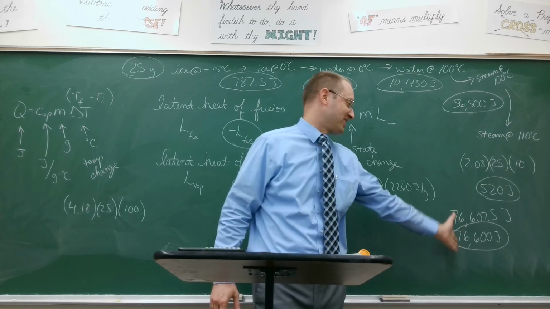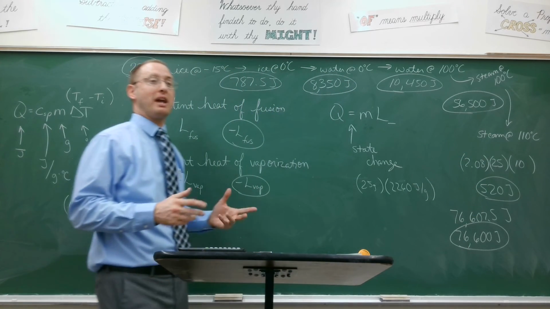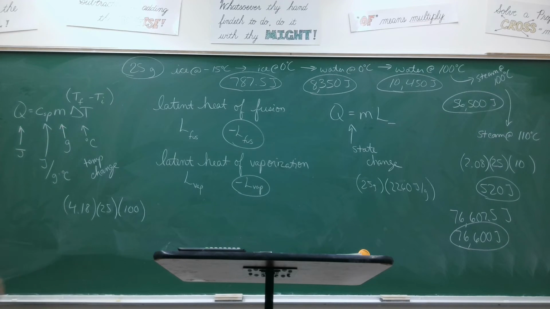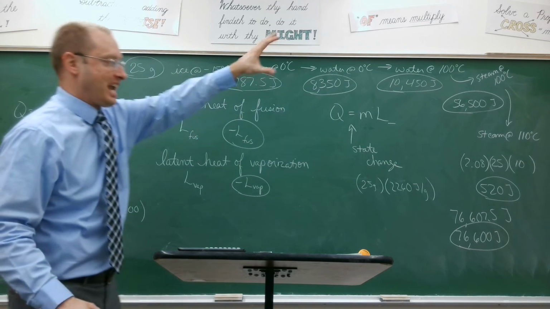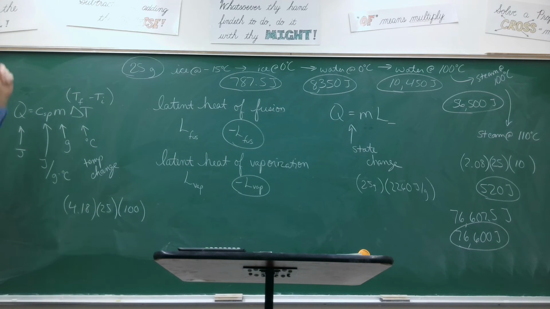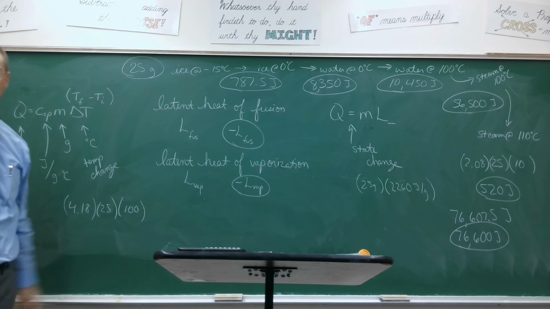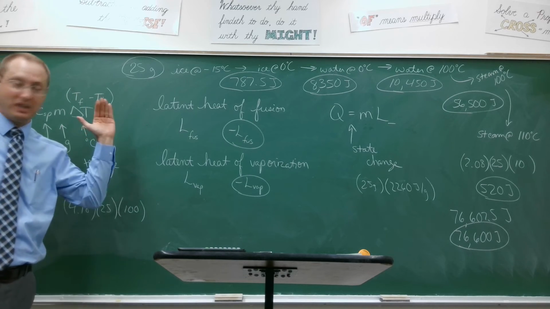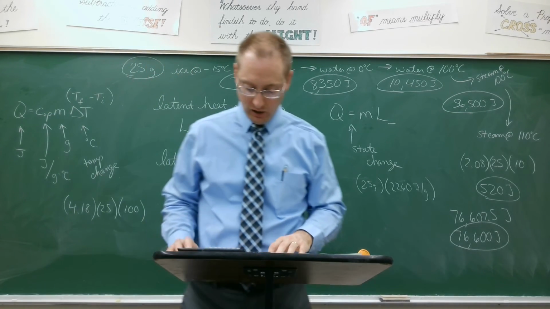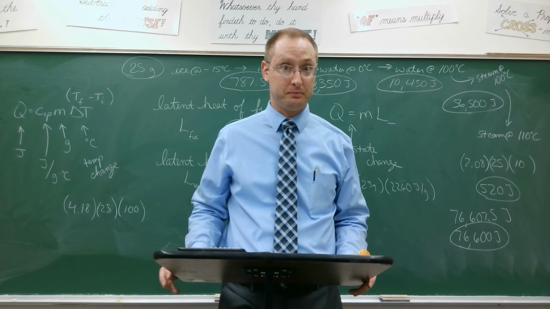Negative 76,600 joules. That's how much energy or heat would have to be lost to reverse that process. That make sense? Since it's getting hotter, since it's gaining energy, it's positive. If the same problem started with steam and went to ice cube, that would be reversed, so it would be negative. But this process would not change. Questions on this idea of state changes, latent heats?